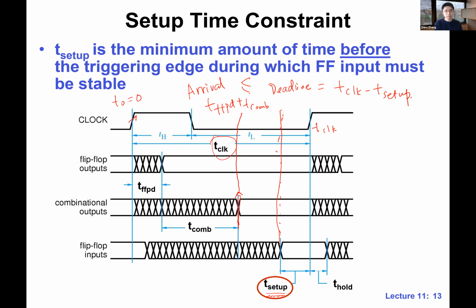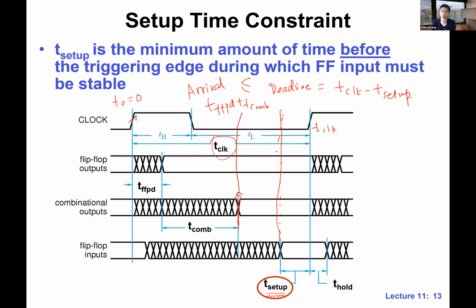If you understand this one, you pretty much understand how we calculate the setup time requirement, and how we determine the clock period. So basically, add up the propagation delays. Of course, we want to take the worst case, the maximum propagation delay, and then we look at the deadline. The deadline in this case is defined by this term, and we use less than or equal. That's it.